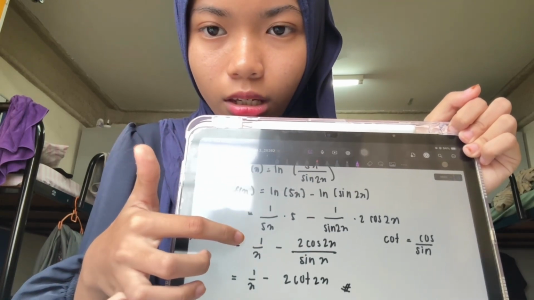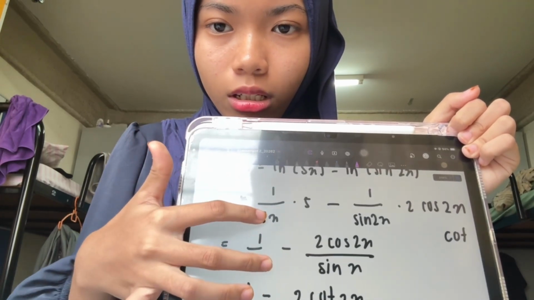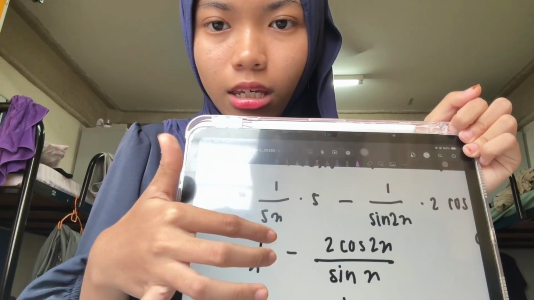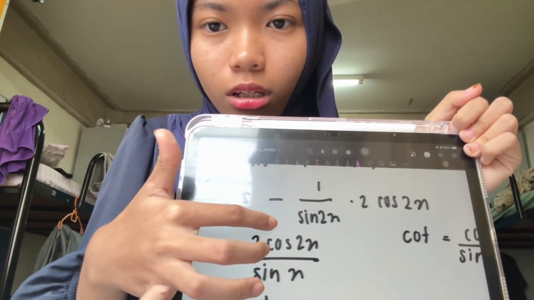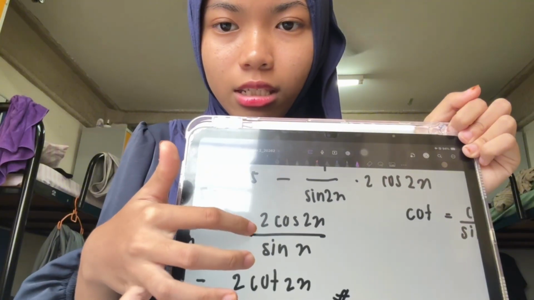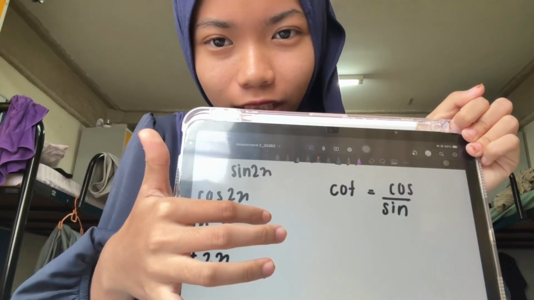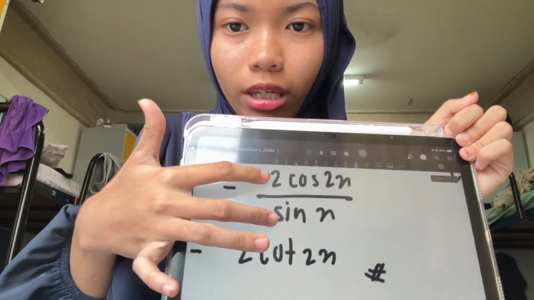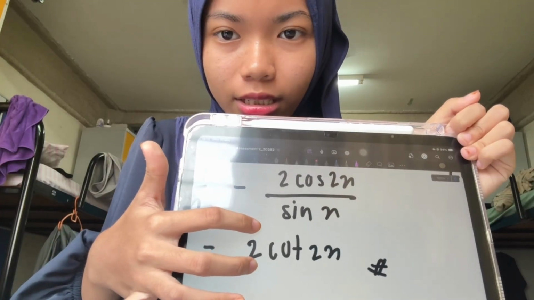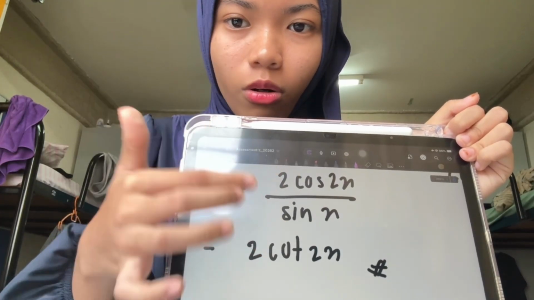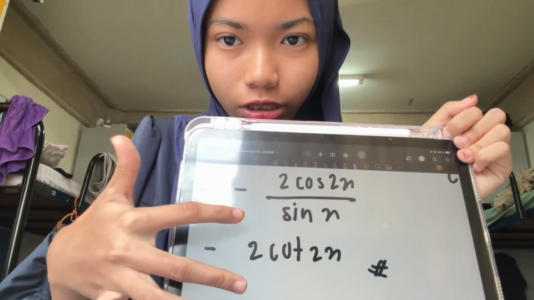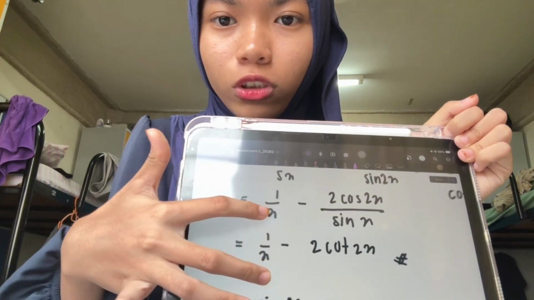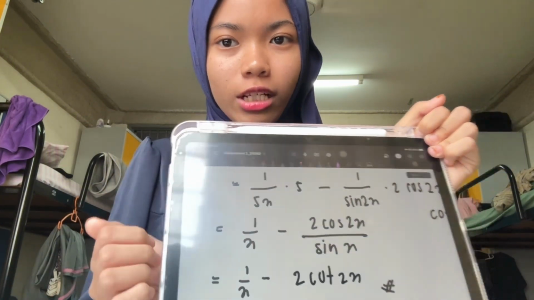And then we simplify one by one, where the first one, ln 5x, will become 1 over x. And then this one will become 2 cos 2x over sin 2x. And we know that cos over sin becomes cot. So we just write it back here, 2 cot 2x, because cos over sin is cot. So that's the final answer: 1 over x minus 2 cot 2x. That's all for question number 2.